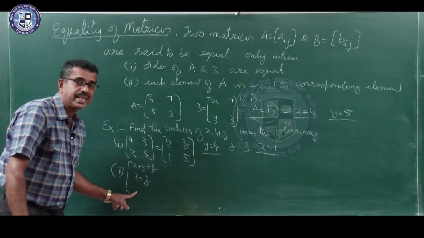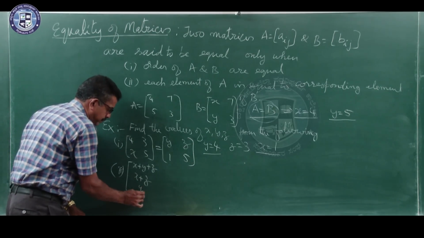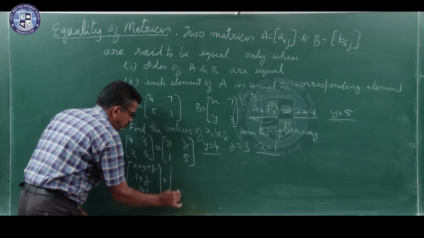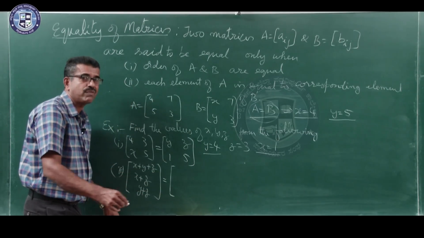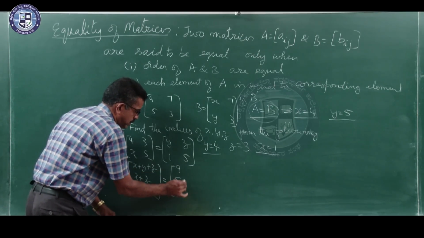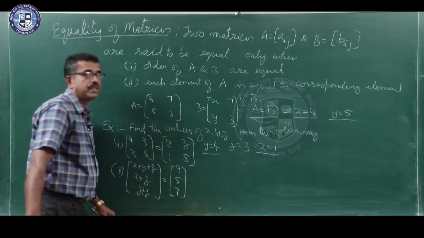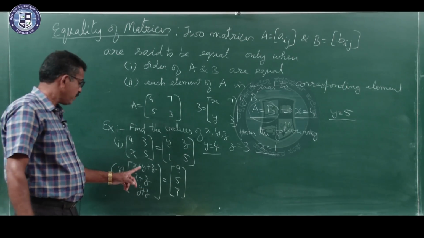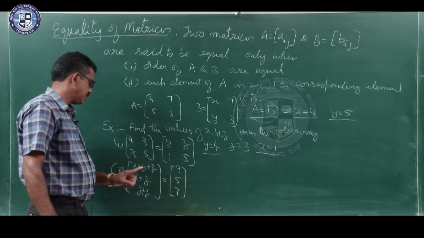Let me take the third element, it is y plus z. Let me equate this one to a matrix of order 3 cross 1 only, 9, 5, 7. It's given that the two matrices are equal. Find the values of x, y, z.